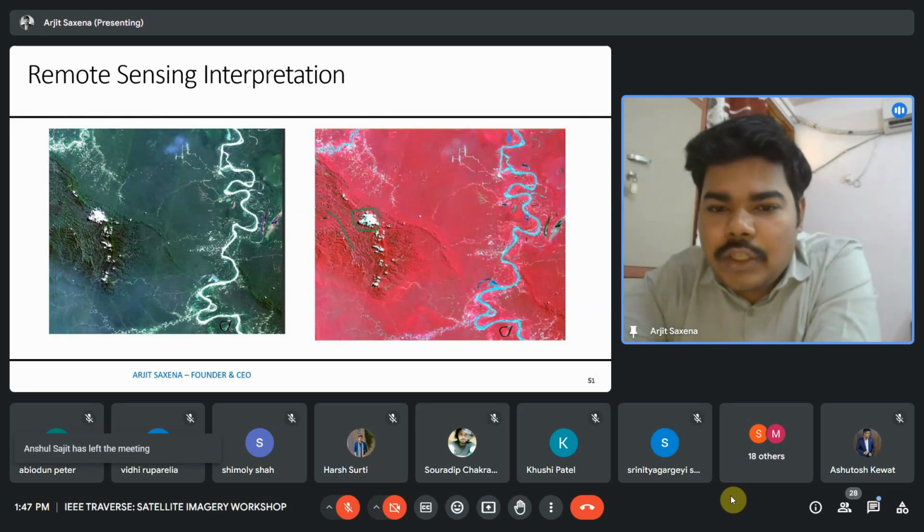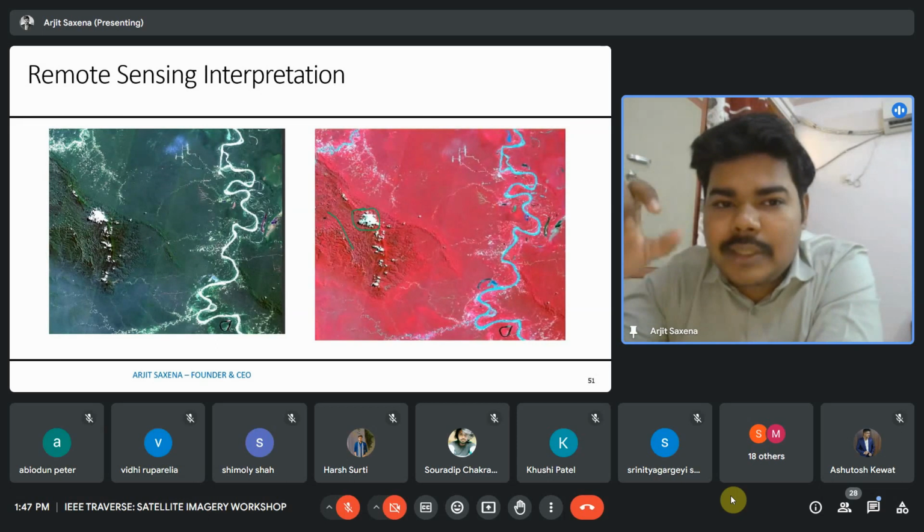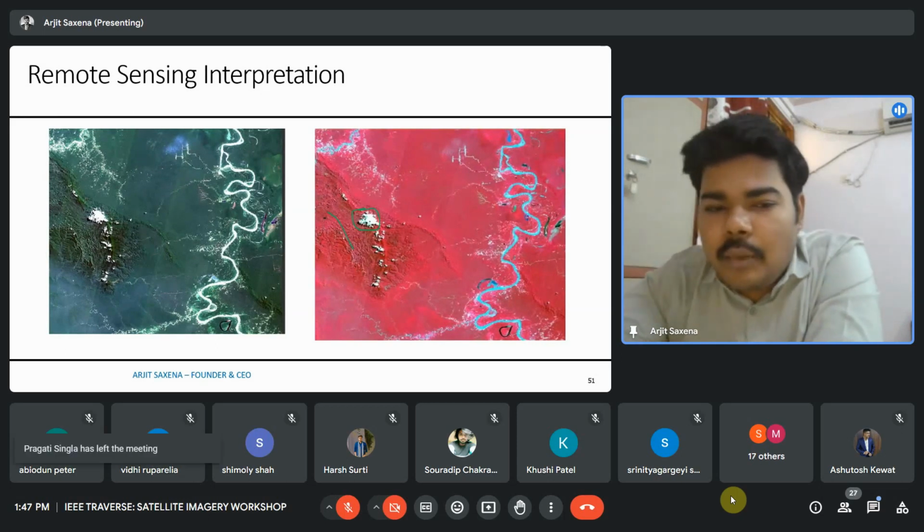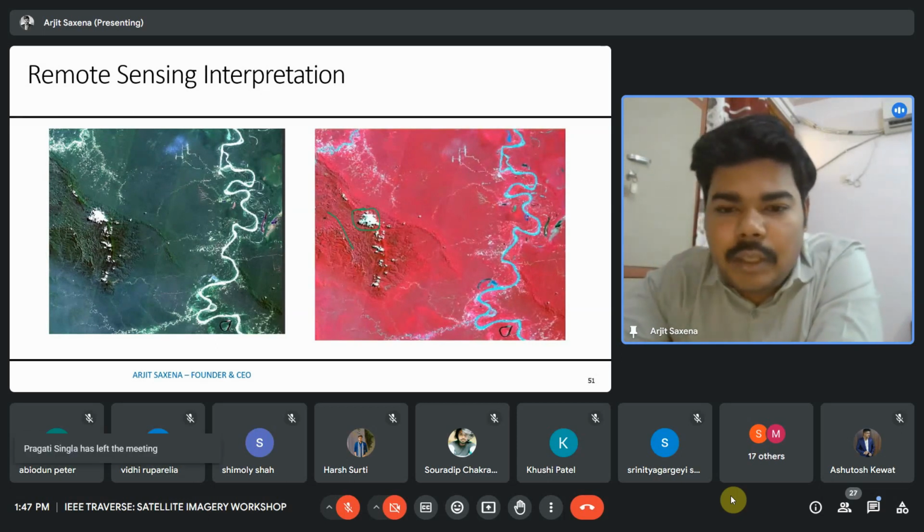Maybe this is an algae collection, and this one is also submerged in water. This is red in color, but these white patches are strong patches on which you can stand. So this is a remote sensing interpretation, or satellite imagery interpretation.